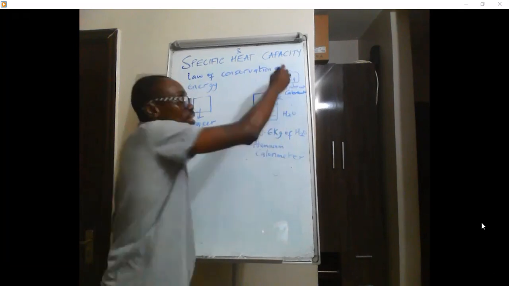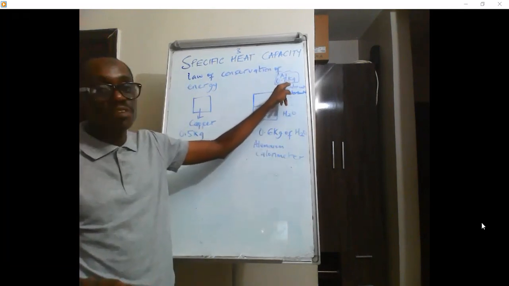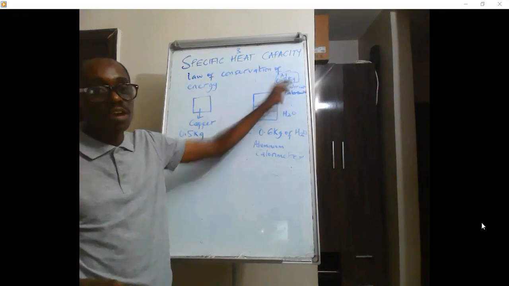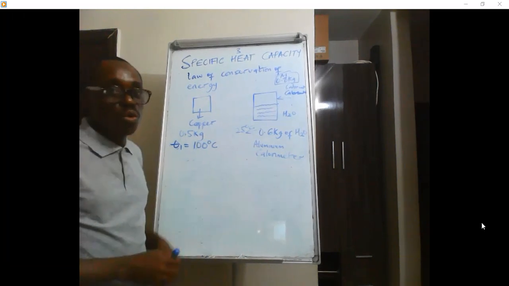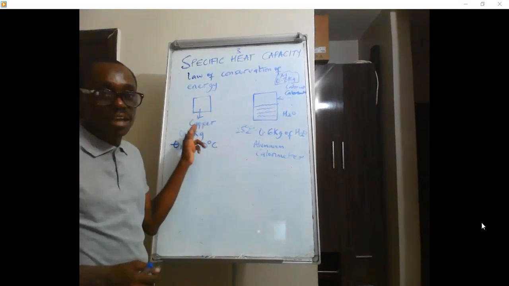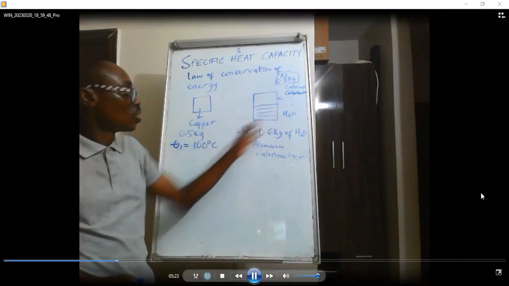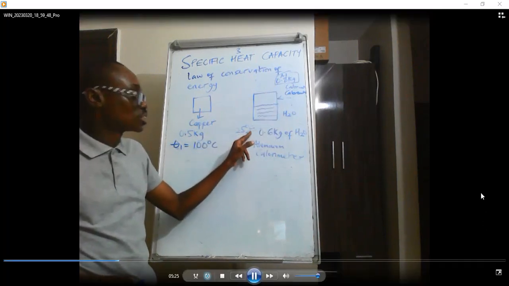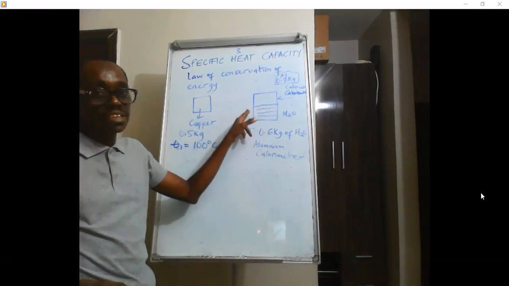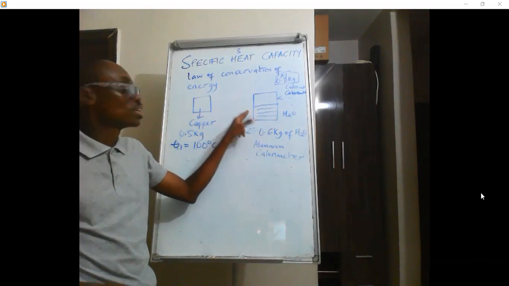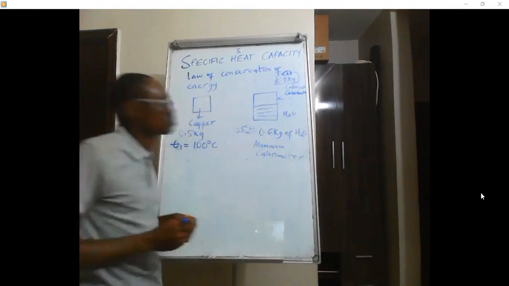Okay, and the mass of the copper calorimeter, let's take it as 0.8 kilogram. That is the mass of the copper calorimeter. So take it now. We have water of temperature 25 degrees Celsius. The mass of the water is 0.6 kilogram, contained in this copper calorimeter, the mass of which is 0.8 kilogram.